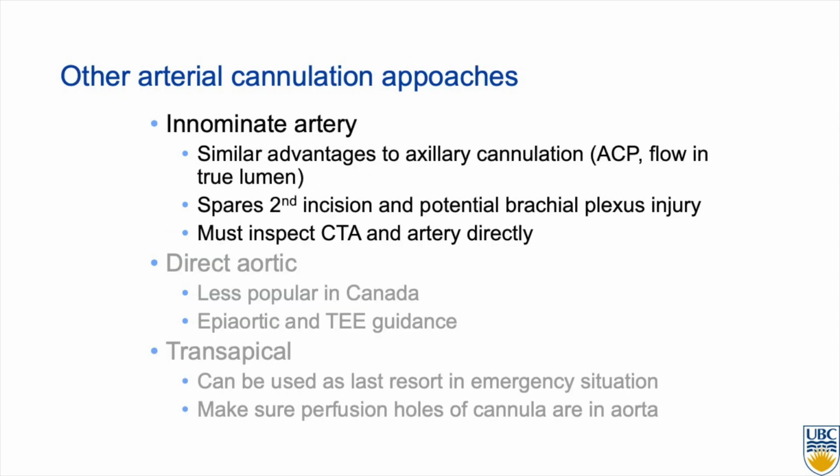There are other less commonly used but valid cannulation approaches, one of them being the innominate artery. It has similar advantages to the right axillary cannulation with regards to antegrade cerebral perfusion. It does spare a second incision and the potential for injury to the brachial plexus. There is, however, the disadvantage of having to clamp an artery that is feeding the brain with the associated potential risks of stroke.